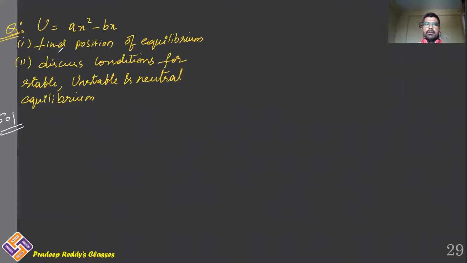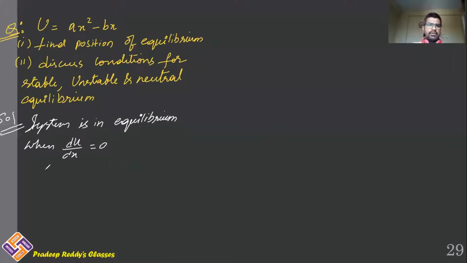Now, based on this function, you are supposed to find out the position of equilibrium, right? So body or system is in equilibrium when du by dx is equal to 0. So whenever du by dx is equal to 0, that is the position of equilibrium. Now what you'll do, you'll take this function and you'll just differentiate it. d by dx of u is given as ax square minus bx, and this should be equal to 0.